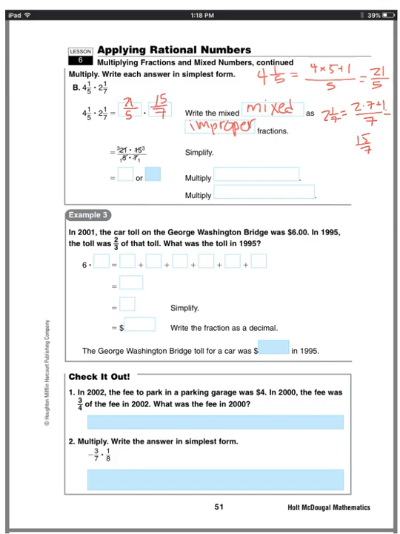Alright, now we're going to look diagonally. 7 and 21, 7 can go into 21, so 7 divided by 7 is 1, 21 divided by 7 is 3, and 5 and 15, 5 can go into 15 3 times and into itself 1 time. So we have 3 times 3, which is 9, and 1 times 1, which is 1, or 9 whole. So we multiply the numerators and we multiply the denominators.